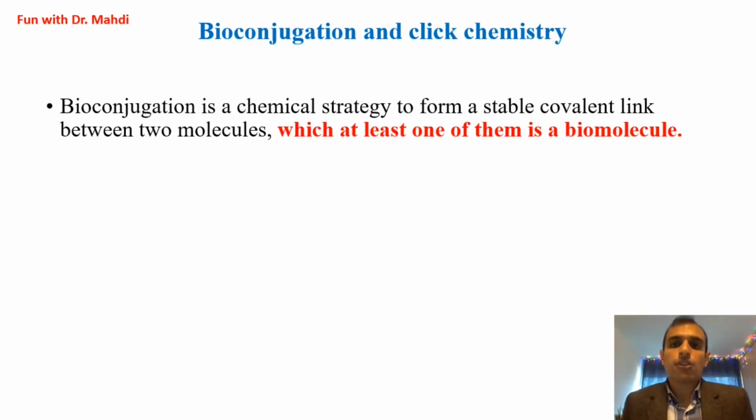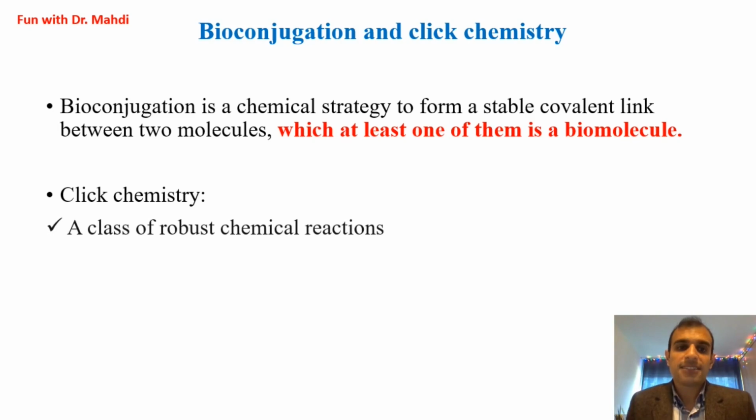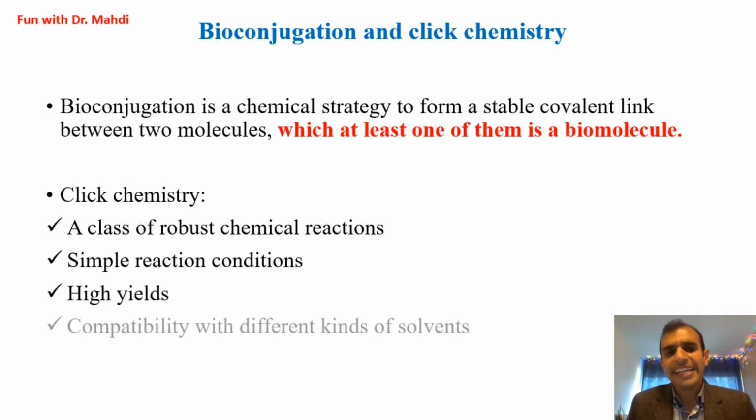But for this purpose, we would like to use a click chemistry reaction. But why click chemistry? Click chemistry is a class of robust chemical reaction. I mean, if you are looking for a very robust bond, it's better to use a click reaction. And also, a click reaction has some more advantages. For example, simple reaction conditions, high yield, and also compatibility with different kinds of solvents, especially water, is another advantage of click chemistry reaction. That's why we want to use click chemistry for bioconjugation.